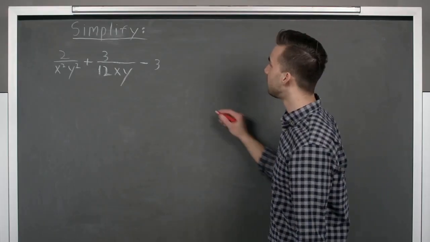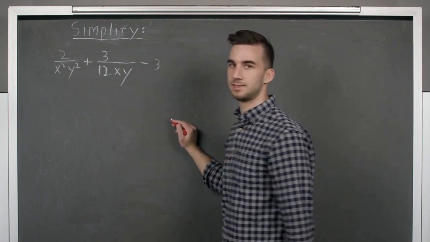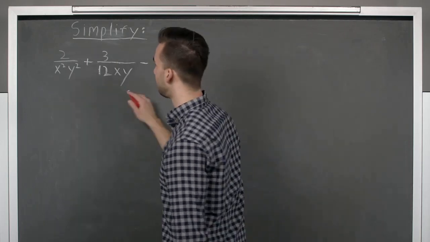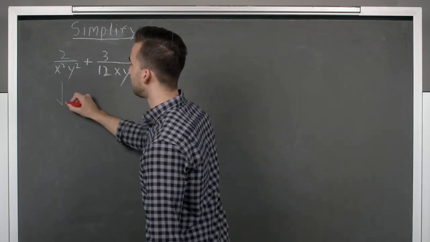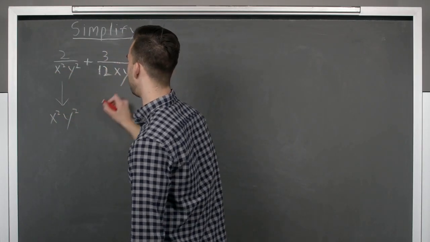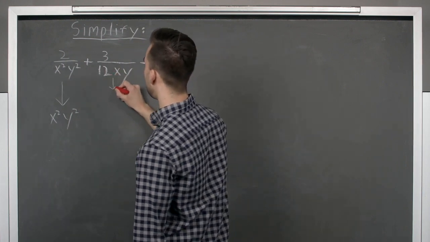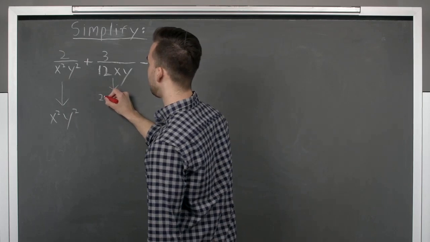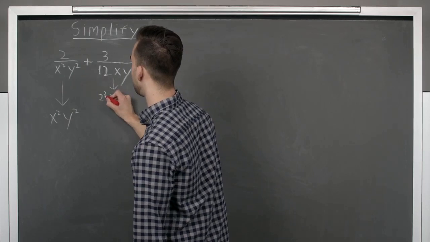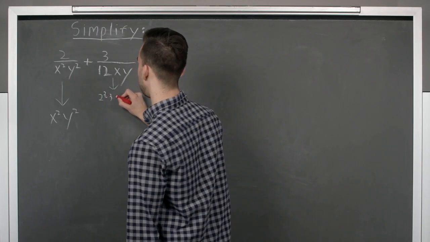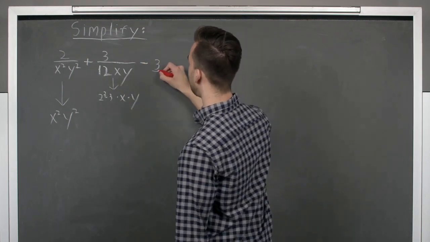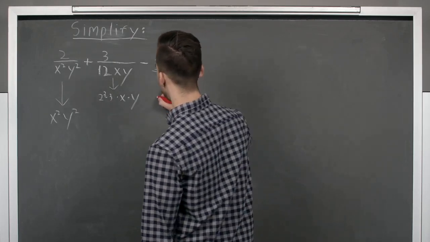Here's another example where we can add the fractions by finding the least common multiple of the denominators. So our first step is to break the denominators into factors. Let's do our first one here. We have x squared and y squared. And then here we have 12 divided by 2 is 6. 6 divided by 2 again is 3. So we have 2 squared times 3 for our 12, and then times x times y. And then our denominator here is just 1. So we have 1.